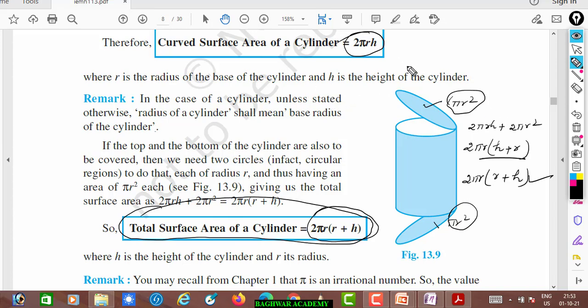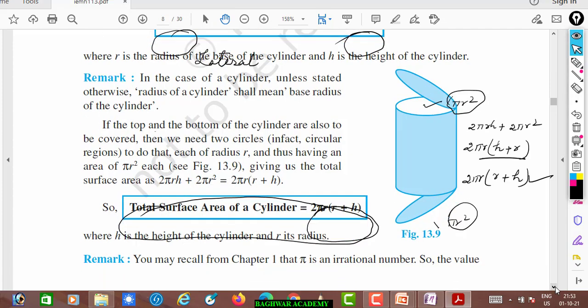If you forget, you can also derive the formula to find the curved surface area. This curved surface area is also called lateral surface area. So if you want to find the lateral surface area, you can simply derive the formula and find it. And even the total surface area, you can derive the formula and find it. So I hope you understood how to find the curved surface area and total surface area.